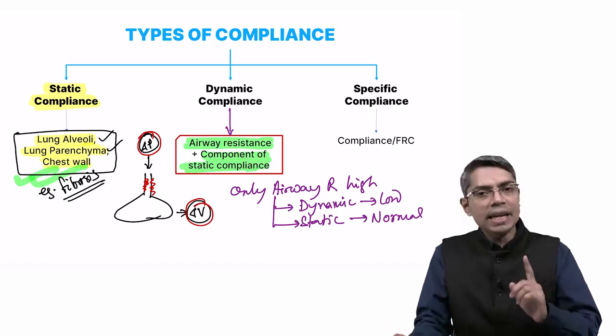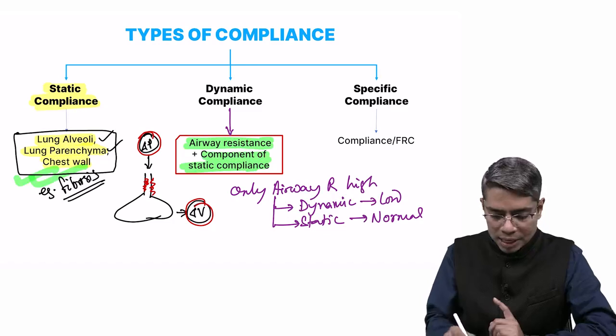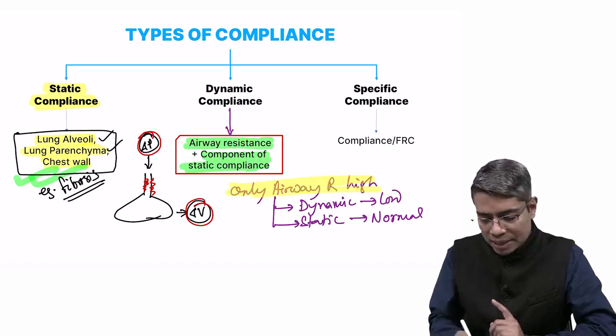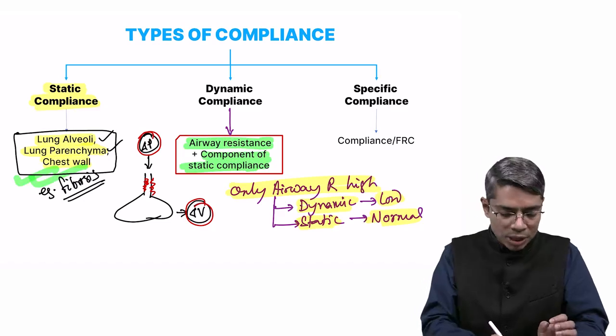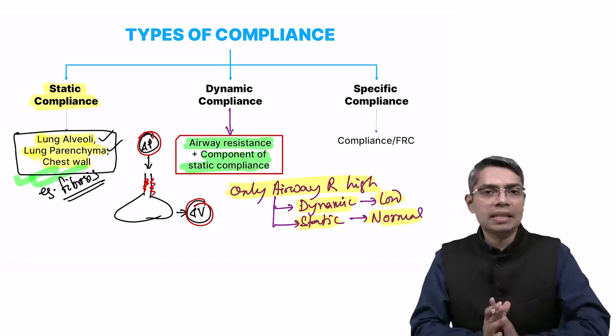So when only airway resistance is high, in that case the dynamic compliance will definitely be low, but the static compliance will remain normal because the component of the static compliance is intact here.